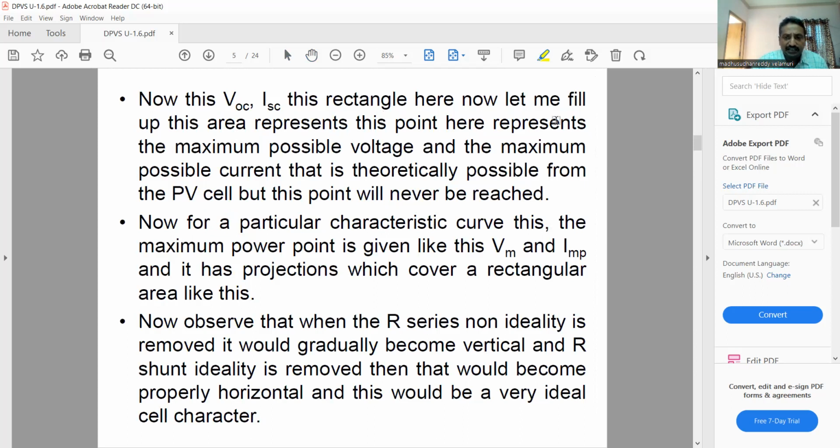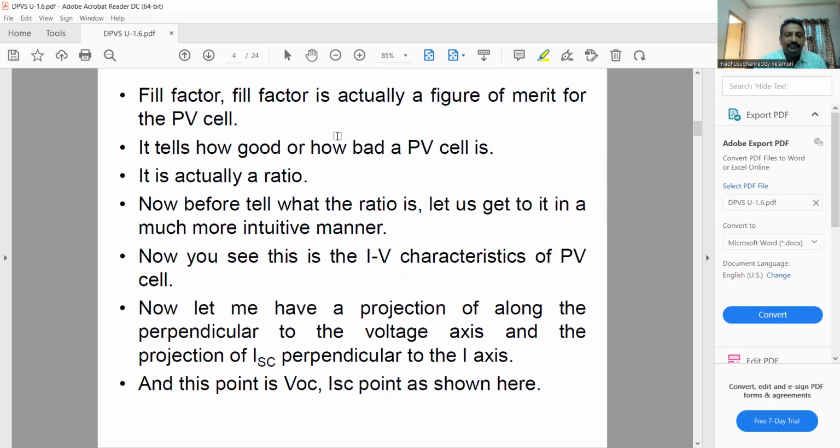VOC ISC, this rectangle. Now let me fill up this area, representing the maximum possible voltage and the maximum current that is theoretically possible. So VOC ISC is theoretically possible, but not practically possible for a PV cell. This point will never be reached. Now, the maximum power point is given as VM and IM, which cover a rectangular area like this. So observe that when the series resistance is removed, the fill factor is actually a figure of merit that tells how good the cell is.